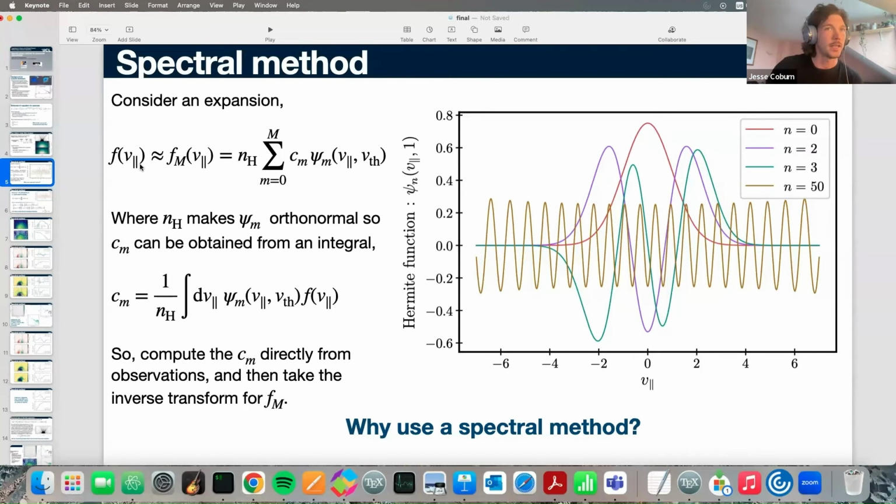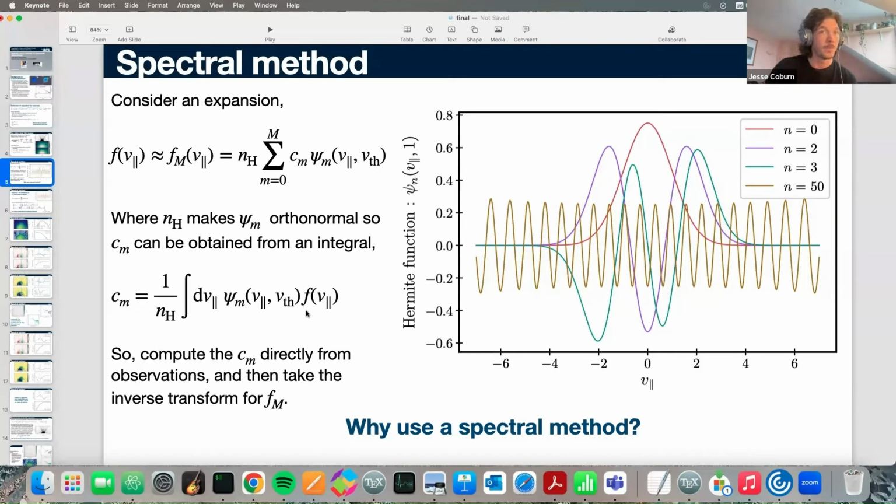So you consider that F is approximately F sub m. F sub m has a coefficient up front, which involves the density and the temperature, and then you have your spectral coefficients, and then you have some nice functions that are orthonormal. The m definition comes from the largest m that you consider. If these functions are orthonormal, then you can directly obtain the C sub m's, which are our spectra, just like this, where F is measured.